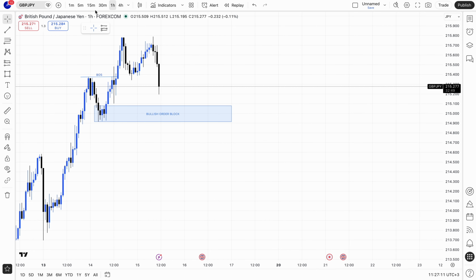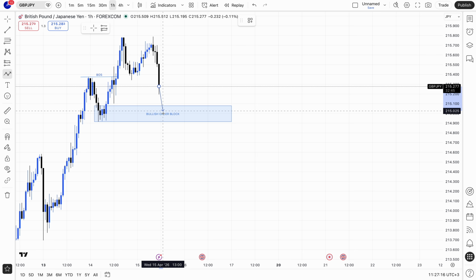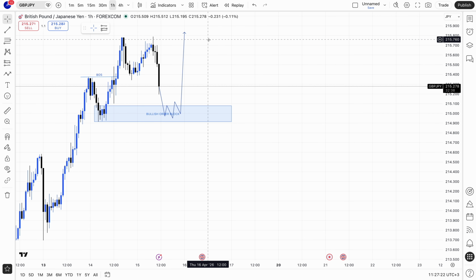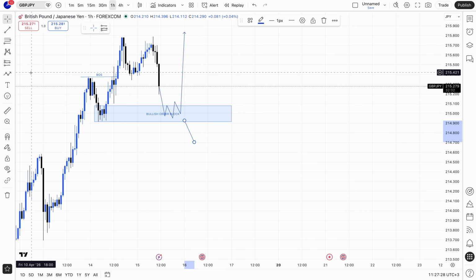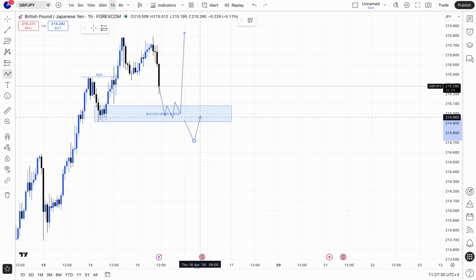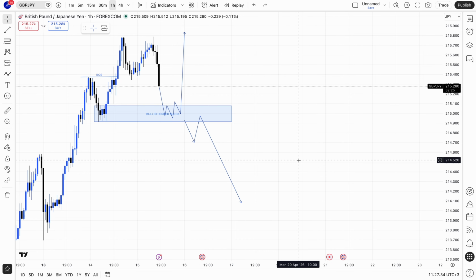Then what are we waiting for? We're just waiting for the price to come back and tap into this order block. Then you're going to wait for the buy confirmation. If you get that buy confirmation, you're going to continue buying that price. If it disrespects this order block, I'll just wait for the break, then a retest, then a continuation to the downside. Those are the two scenarios that I'm waiting for.